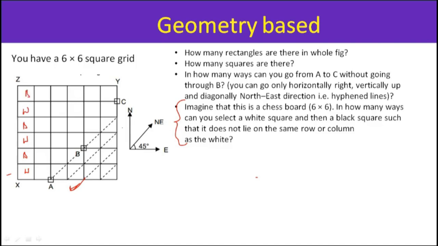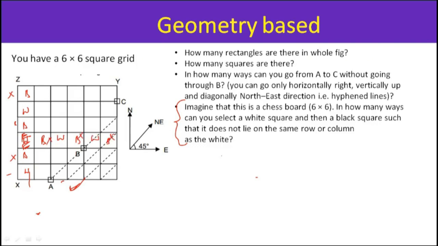For example, you have chosen a white square. Say, for example, see again, in PNC, the fundamental is you make one case and then you try to generalize it. Let's say you have chosen this particular white. Now, if you have chosen white, in how many ways can you choose black such that it is not here? So you can choose this black. You cannot choose this black. You cannot choose this black, right? Similarly, this is black, white, black, white, black. You can't choose this black. You cannot choose this black. You cannot choose this black, right?